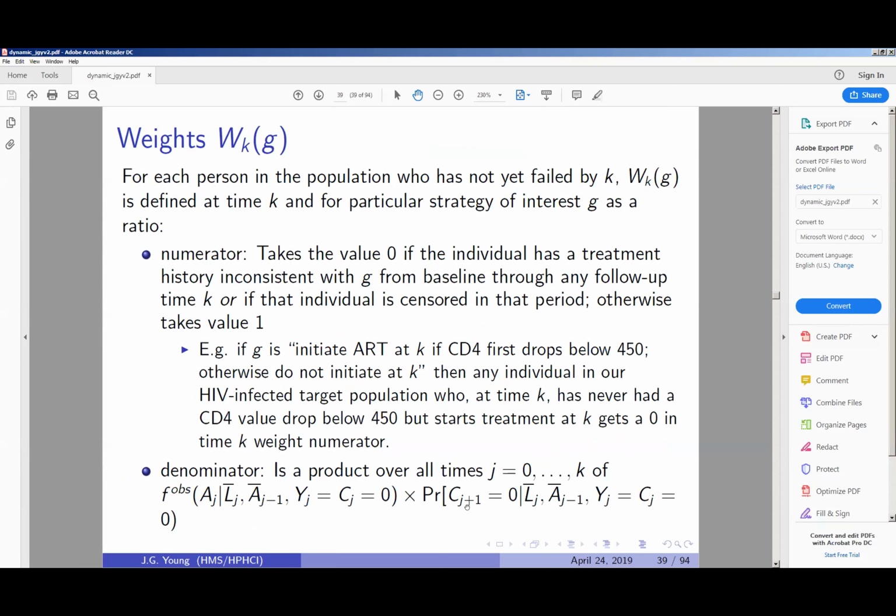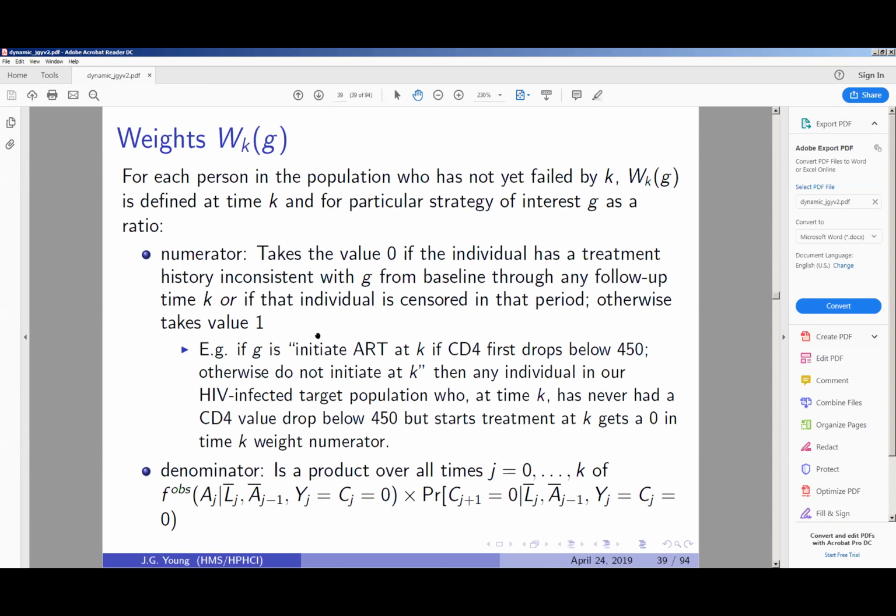at time K, and for a particular strategy G, where we pick the strategy G, right, that's part of our question, as a particular ratio. So the numerator of the weight WKG basically just takes the value 0 if the individual has a treatment history inconsistent with G from baseline through any follow-up time K, or if that individual is censored in that period. Otherwise, it takes the value 1.